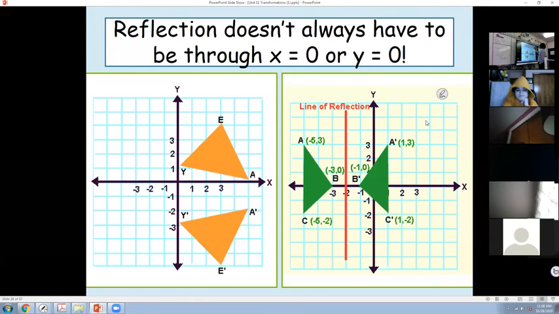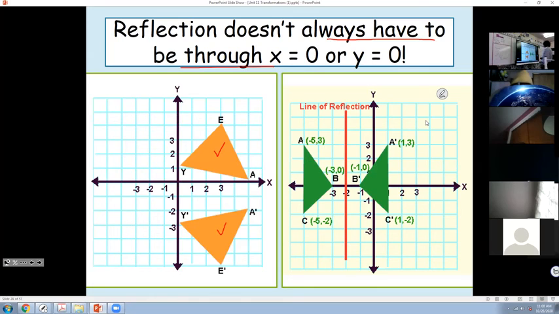Reflection does not always have to be through the x equals 0 or y equals 0. Now, where is the mirror? This is the original one. This is the mirror. What do you think, guys? Where will we take the mirror line? Do you think mirror line is here?